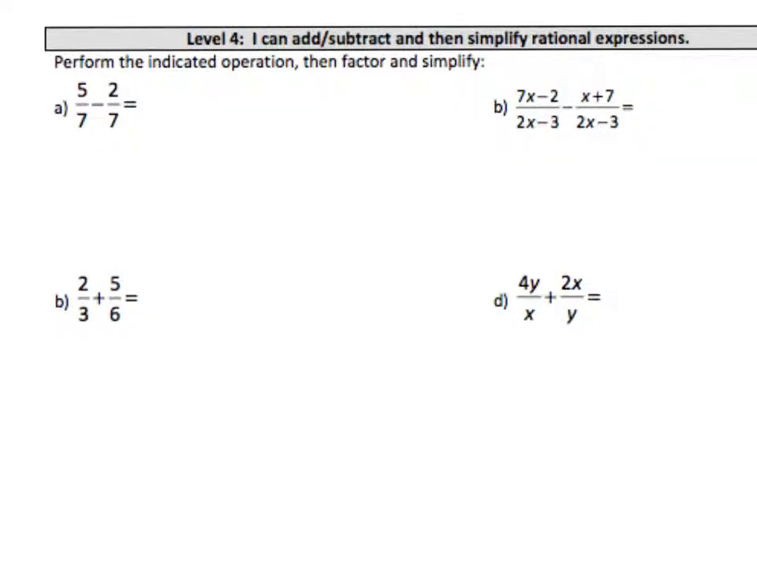All right, level 4 is adding and subtracting rational expressions. So if we look at A and B first, then we'll move on to C and D second. I think it's just easier if we do a concrete example, something that we're used to, and then move on to something with variables like we did in level 3.